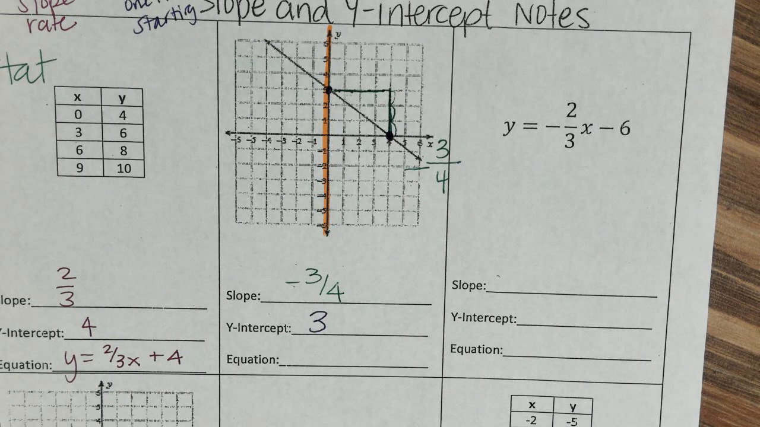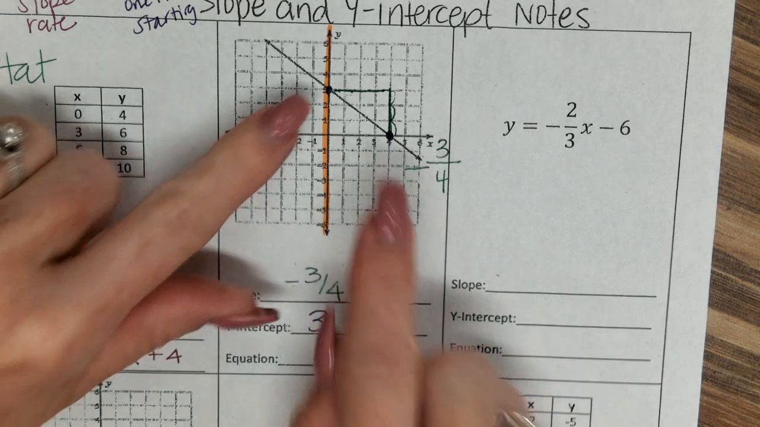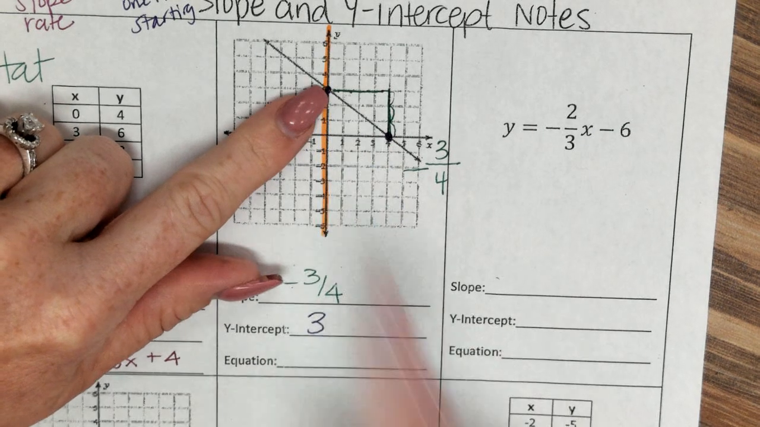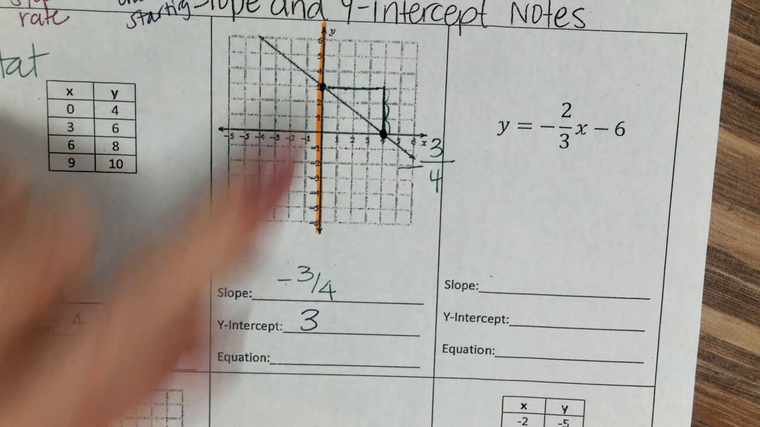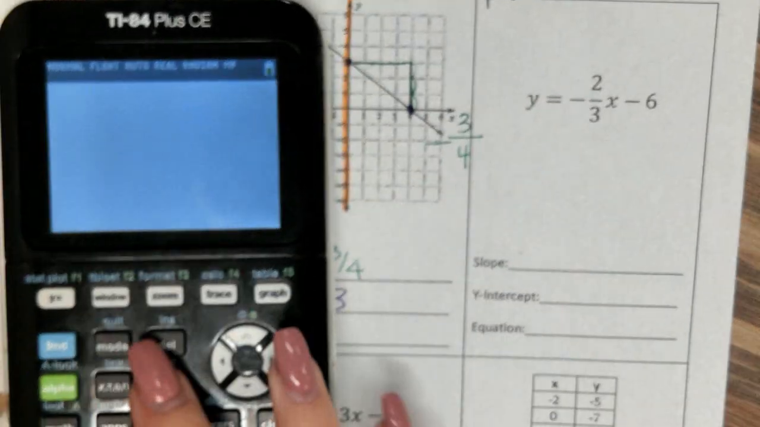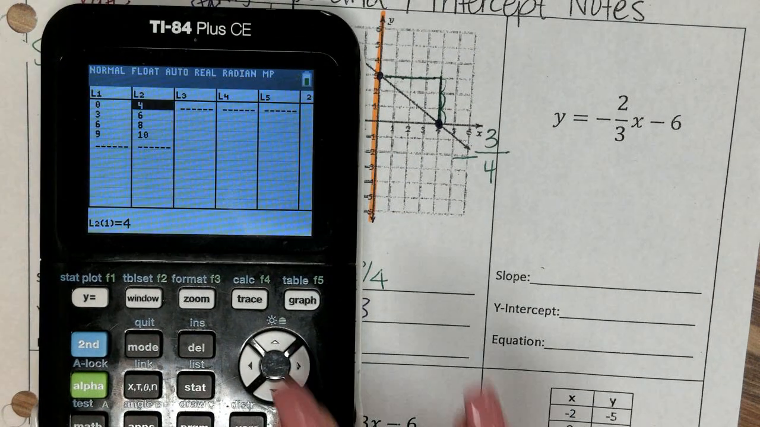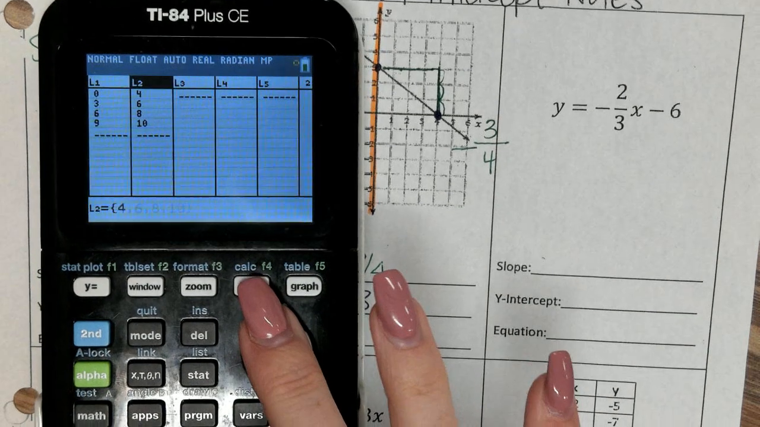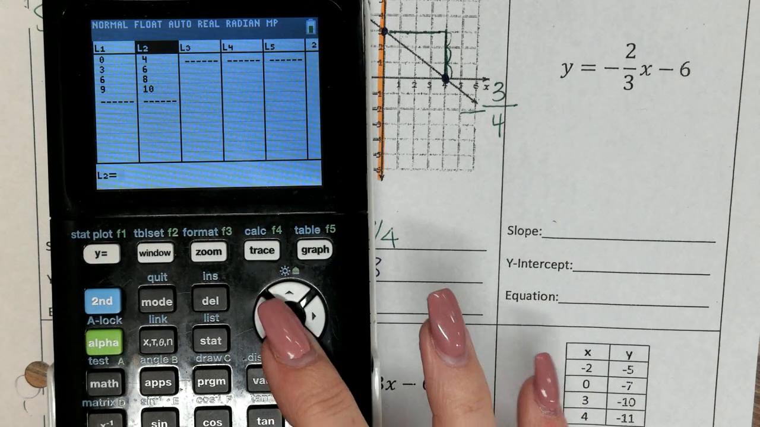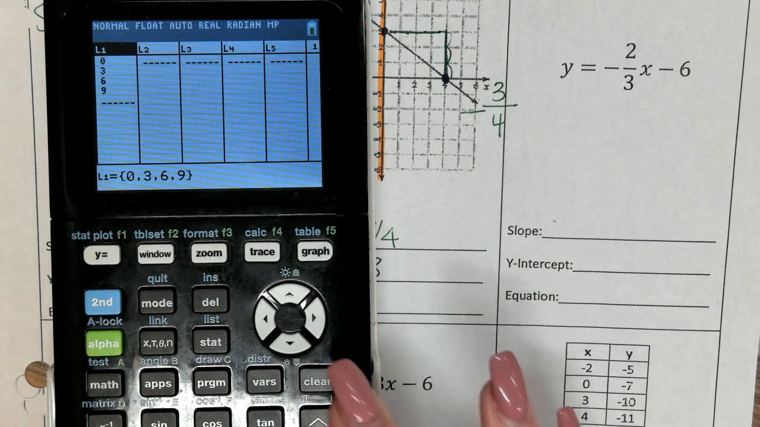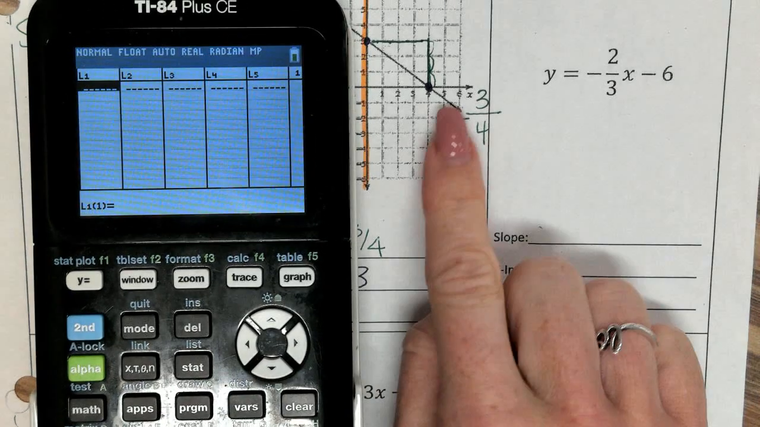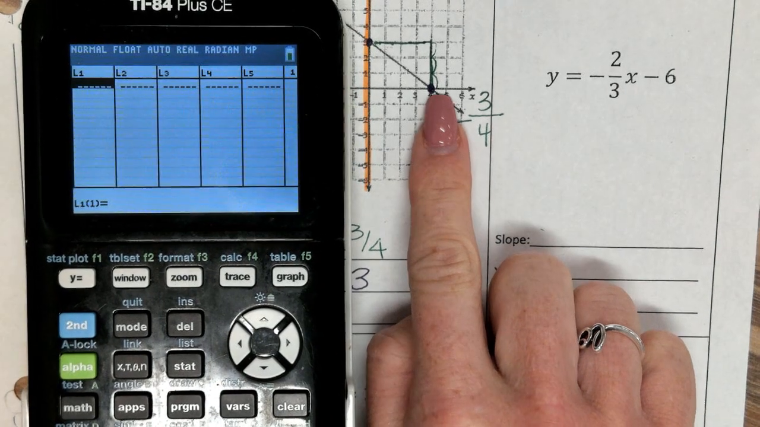Now, if you do not like doing rise over run, like I said, could you have used stat? But what would you need? 2 coordinates. These 2 coordinates, you would need their value. So I'll show you. You don't have to do it. Just pay attention. You could have gone to stat, edit. Now watch how I clear everything out. I go up here and hit clear. Clear. All right. I could have put this coordinate in, which is 4, 0.